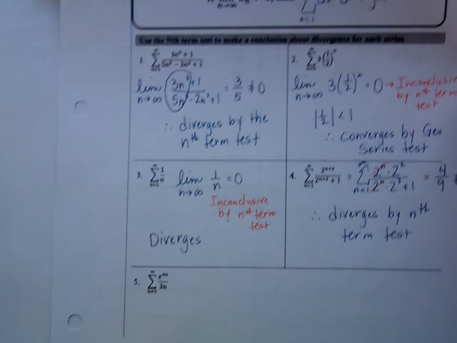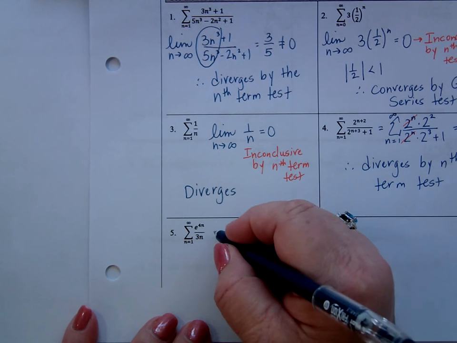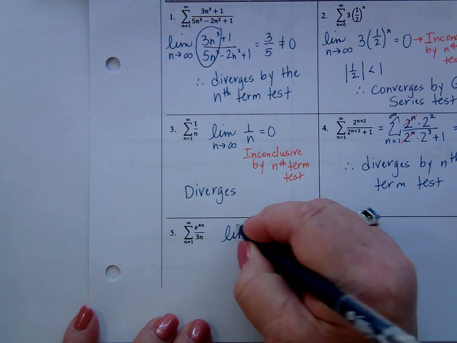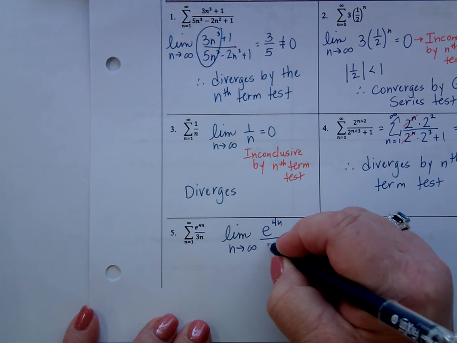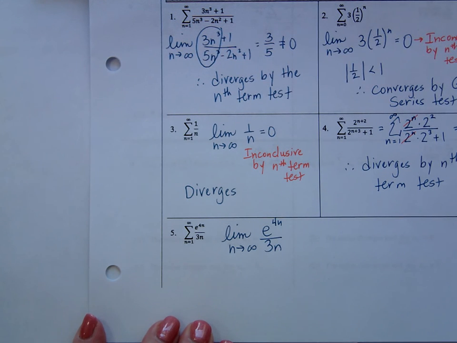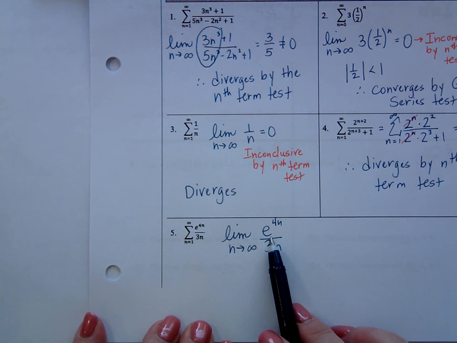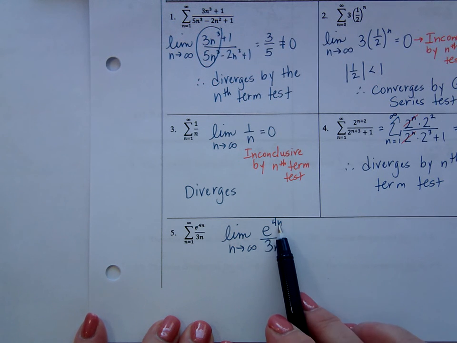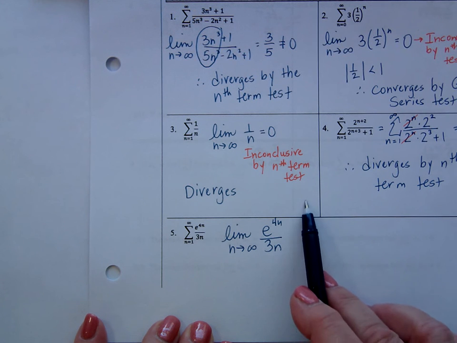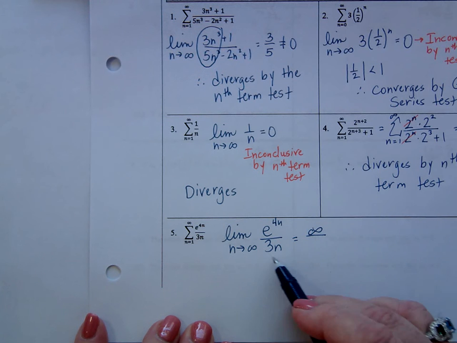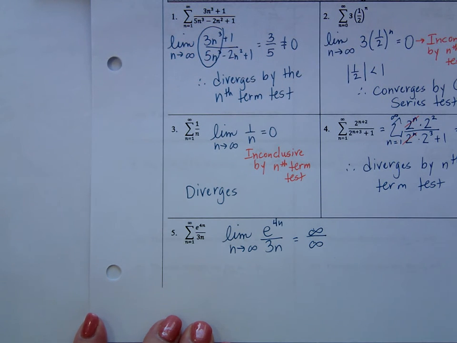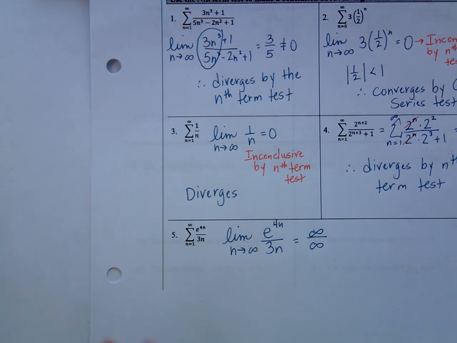All right, last example is this guy here. Again, they asked me to use the nth term test, so I'm going to turn it into a limit as n goes to infinity, e to the 4n over 3n. All right, this numerator is an exponential function, e to a power. So it's going to keep increasing as I go towards infinity. So this guy is going to be infinity. And 3 times infinity is infinity. Well, interestingly enough, you've got infinity over infinity. Does that ring a bell?